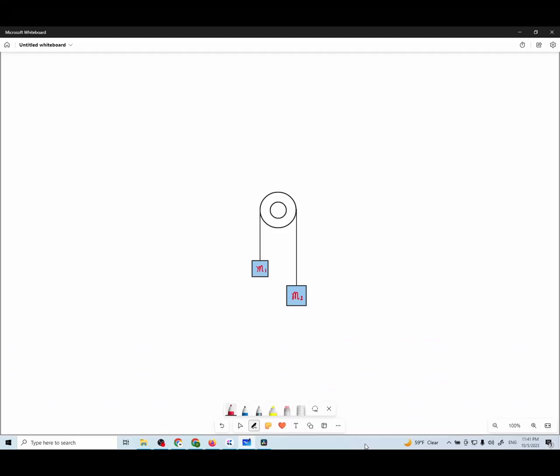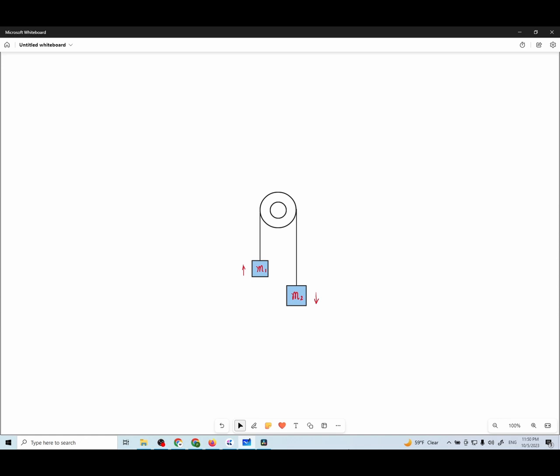This is Atwood's machine, which consists of a pulley, a cord, and two masses tied to the two ends of the cord. The pulley has negligible mass, as does the cord. We can assume that M2 is bigger than M1, so that M2 will move downward and M1 will move upward. The two masses will move in sync. The question is, what will be the acceleration of either of the two masses?